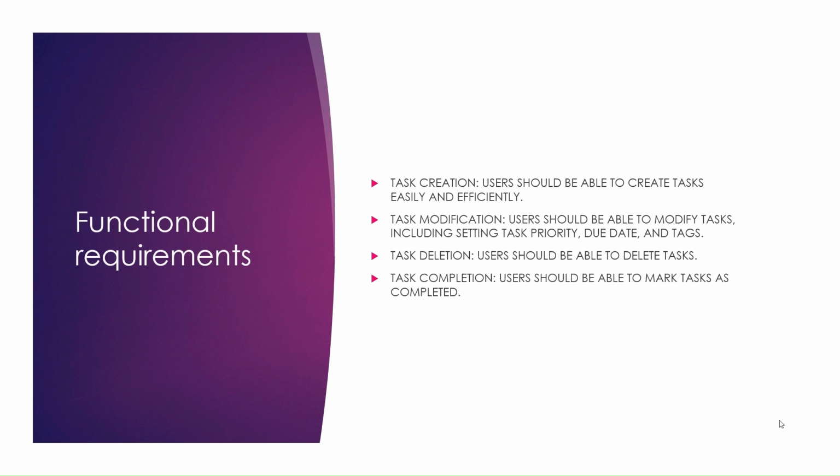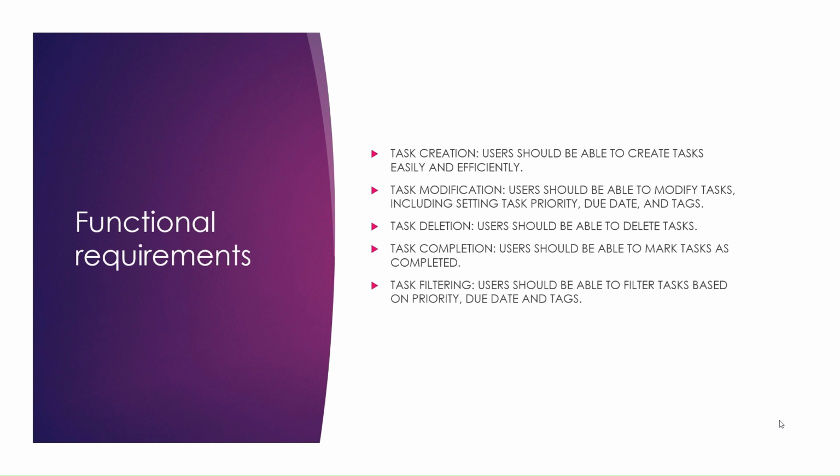Our next requirement is task filtering. It allows users to focus on specific tasks based on their priority, due dates, or tags. By being able to filter tasks based on these criteria, users can prioritize their work efficiently and avoid feeling overwhelmed by a long task list. Additionally, task filtering can help users stay on track and ensure that they are meeting their deadlines, which can help them manage their time better and increase their productivity.